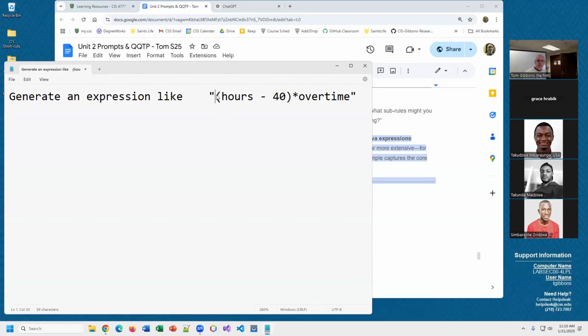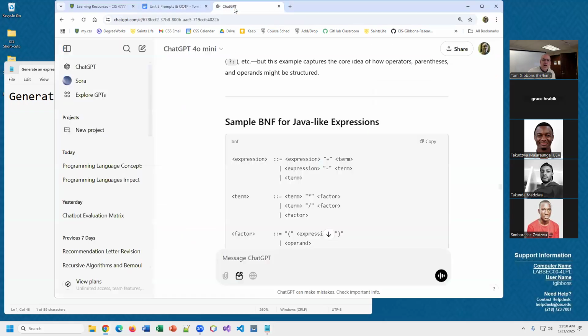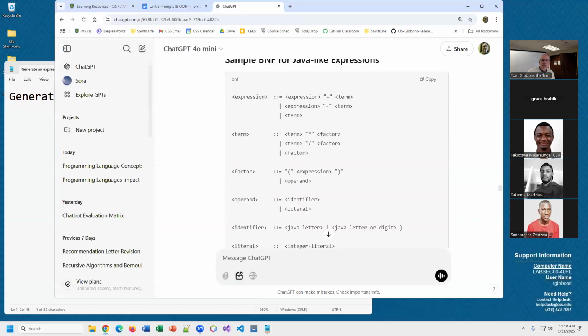So here's an example of an expression. I think this is a legal expression in Java: parentheses hours minus 40 parentheses times overtime. So we have two identifiers, hours and overtime. We have a number. We have two operations, a minus and a multiplication, and we have some parentheses here. We should be able to generate that with our grammar. So this is the grammar that it generated here. So here's our expression.